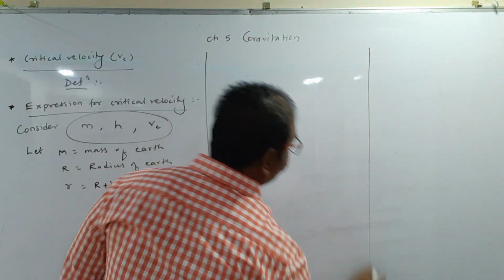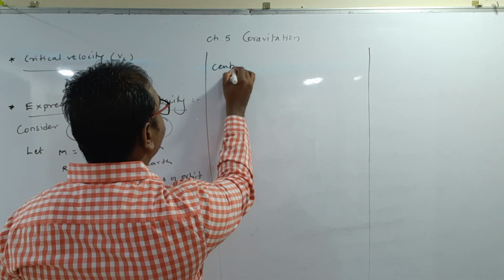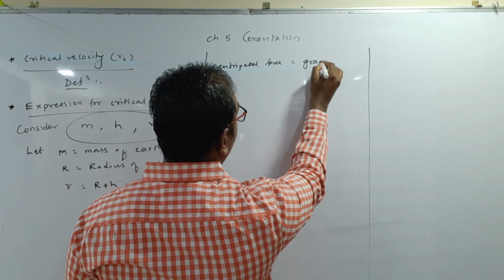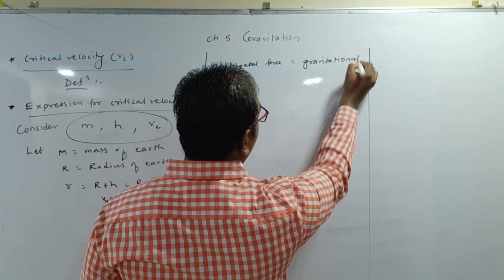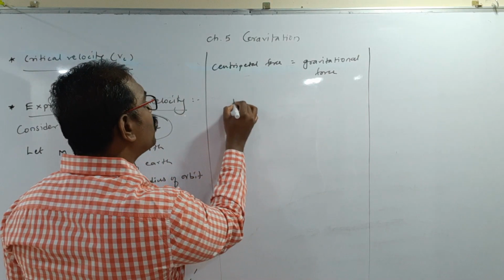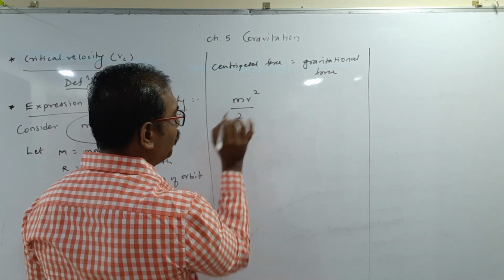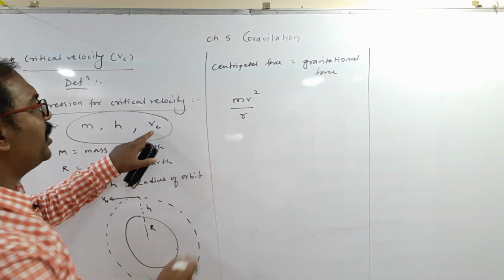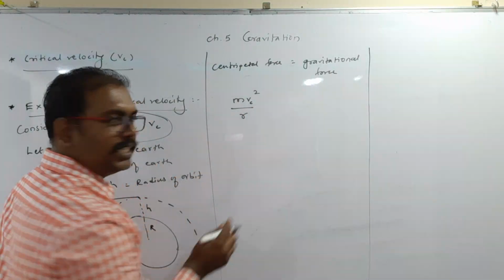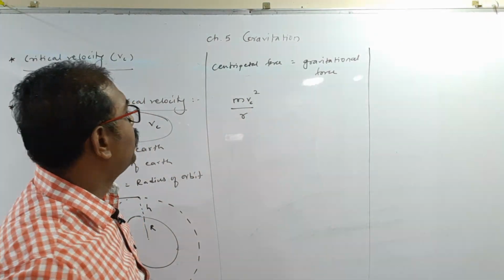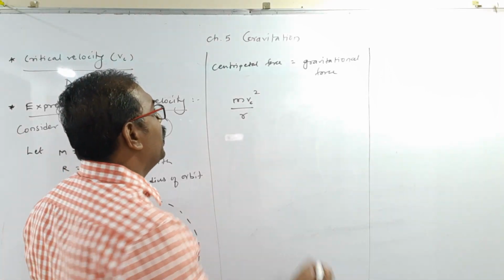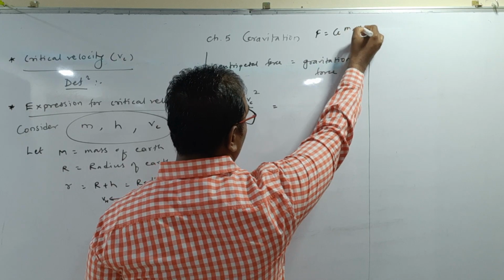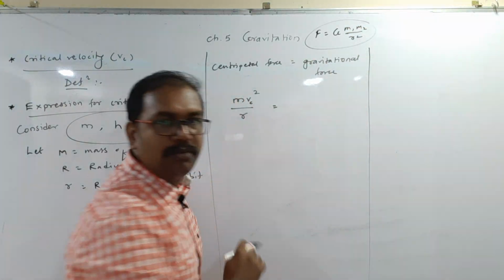Hence, I can write here: centripetal force is equal to gravitational force. Now the centripetal force formula is mv square by r. The mass of the satellite is m, velocity is vc, so instead of v I write m vc square by r. This is the centripetal force formula that you have to remember. For gravitational force, by Newton's formula we know that F is equal to G m1 m2 divided by r square. This is the gravitational force.